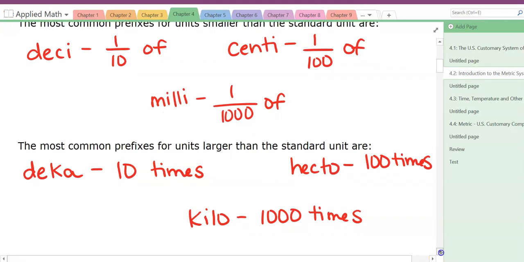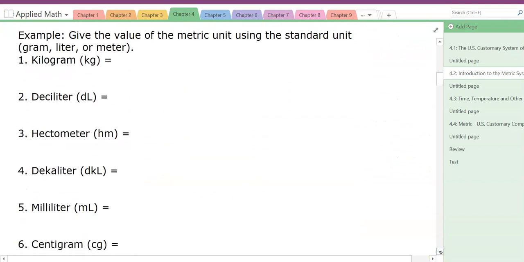So what we're going to do first is take a look at these. They want us to give the value of the metric unit using the standard unit, your gram, liter, or meter. So gram, liter, meter would just be 1. And we're trying to write out what it would look like if it was converted to a kilogram or a milligram or something like that. The first one wants us to go to kilograms, which is abbreviated kg. Remember that grams would just be 1. So kilo meant 1,000 times. So you would be taking 1,000 times 1. So that would be the same thing as 1,000 grams.